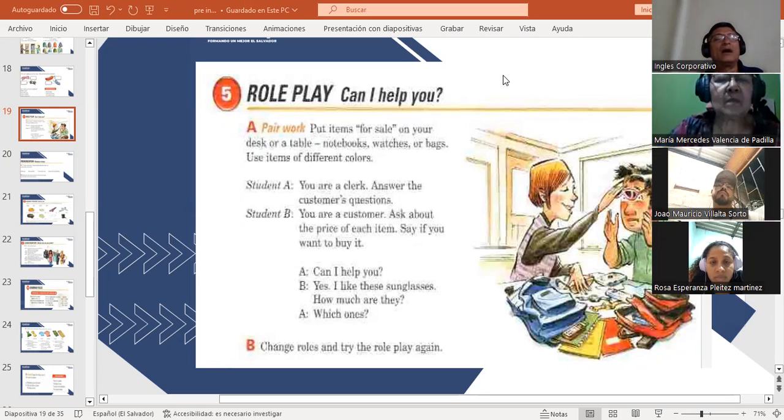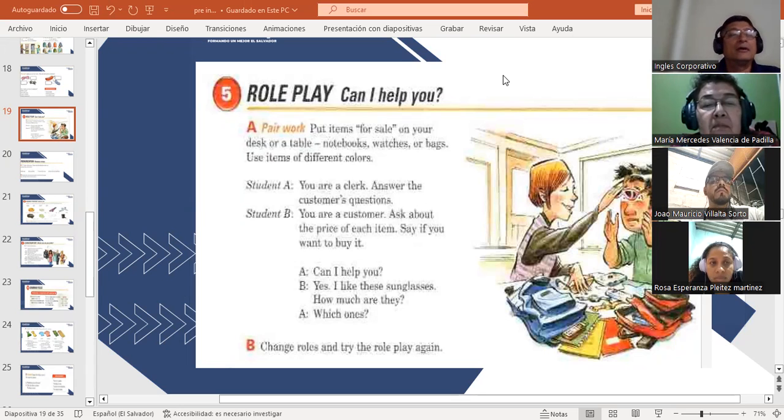If you have a watch, a cell phone, headphones, a notebook, a book, things that you have there. Let's work in groups.